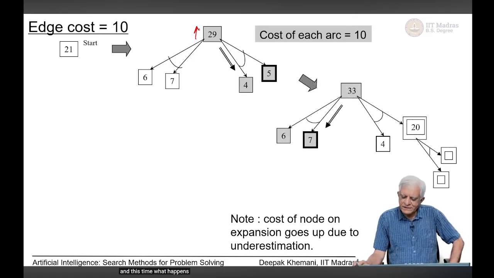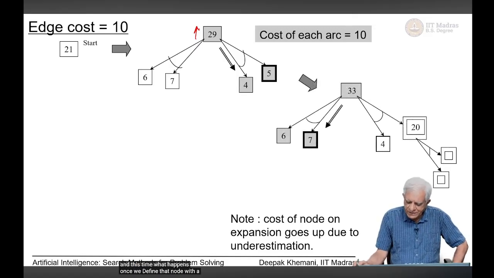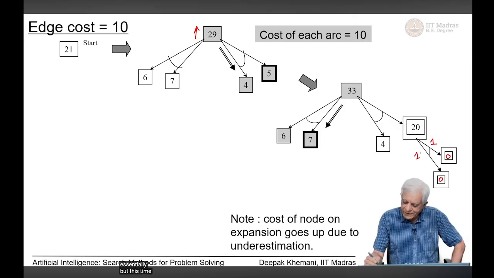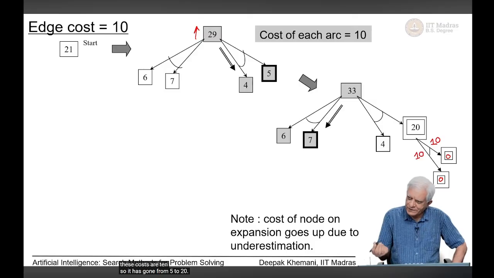And this time, once we define that node with a value 5, the cost that we have set for all leaf nodes is 0. Last time this was 1 and this was also 1, so the 5 actually went down from 5 to 2. But this time these costs are 10, so it has gone from 5 to 20. That's why the right branch has suddenly started looking more expensive.